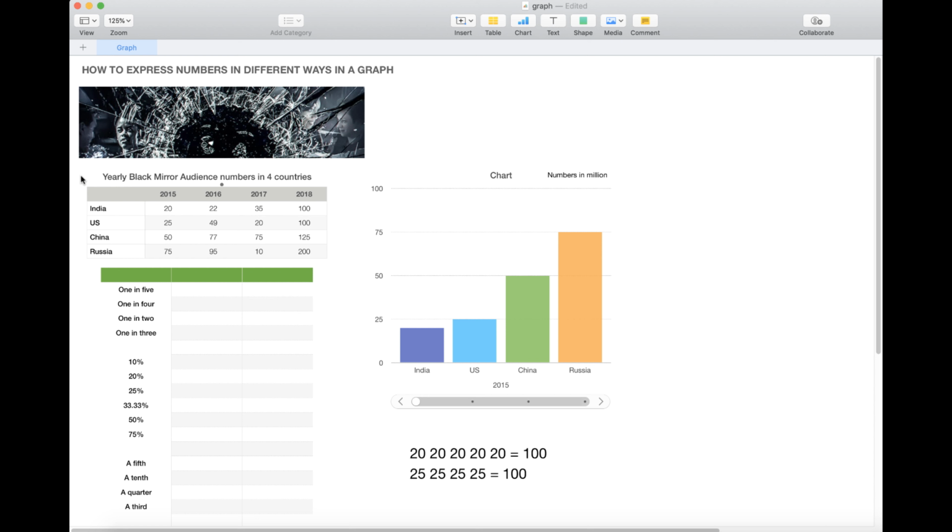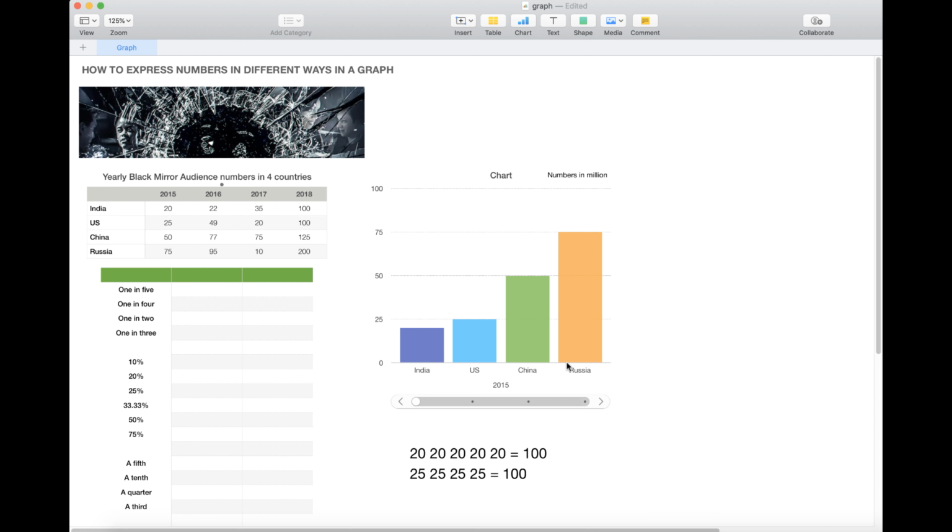In this topic, we're going to look at the yearly Black Mirror audience numbers in 4 countries. I don't know if you've watched Black Mirror. It's an amazing show. I absolutely love it on Netflix. And if you haven't checked it out, I highly recommend that you do. So we're going to look at numbers here, and these numbers are actually in millions. So if I say in India there's 20 in 2015, it means 20 million people watched the show in 2015, and the graph is right here.